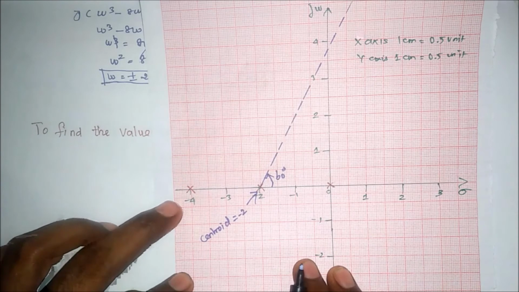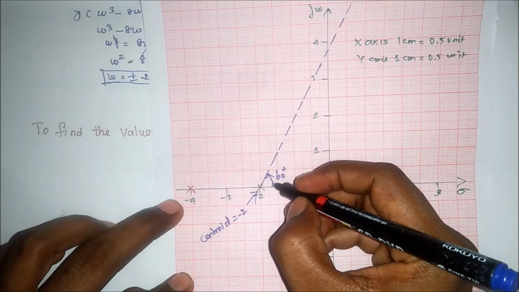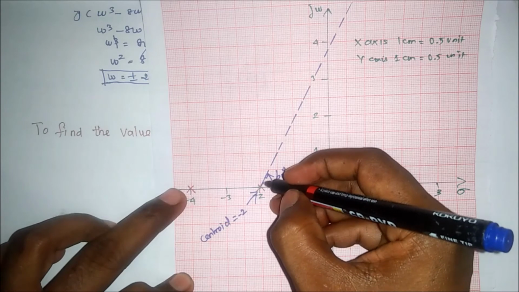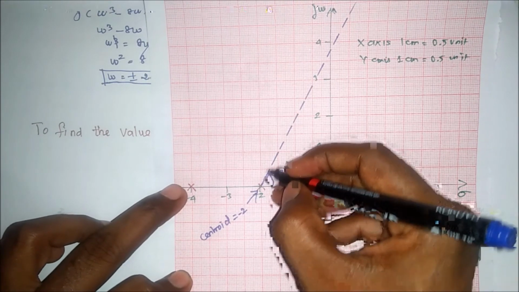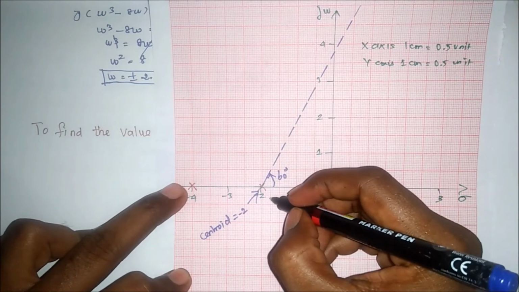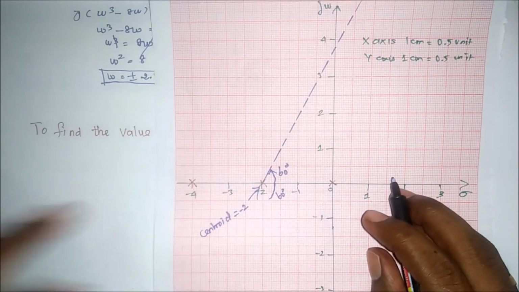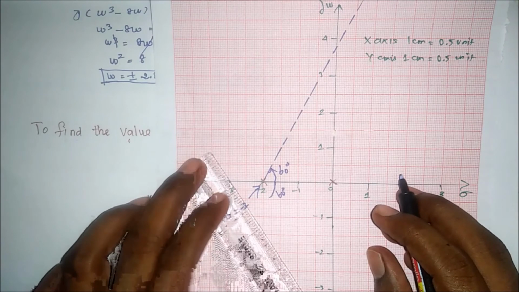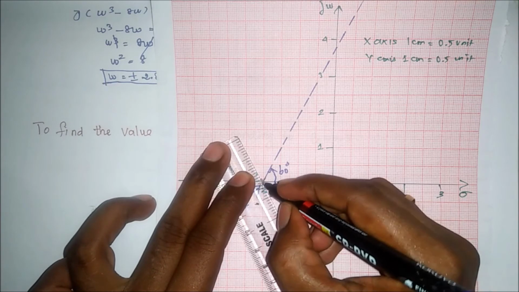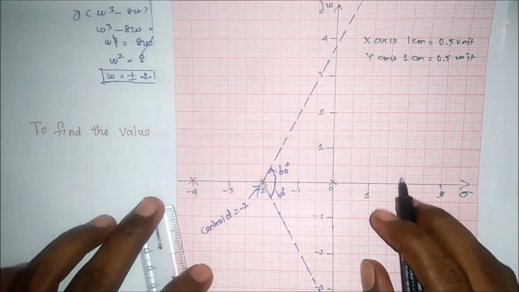From the centroid, we have to take 60 degrees. Then we have to draw the asymptote. From the real axis, we have to mark a 60 degree angle, then draw an exactly straight line at 60 degrees. So this is the asymptote. Similarly, on the bottom side also we have to mark 60 degrees with the real axis, then draw the asymptote. So this is the asymptote.